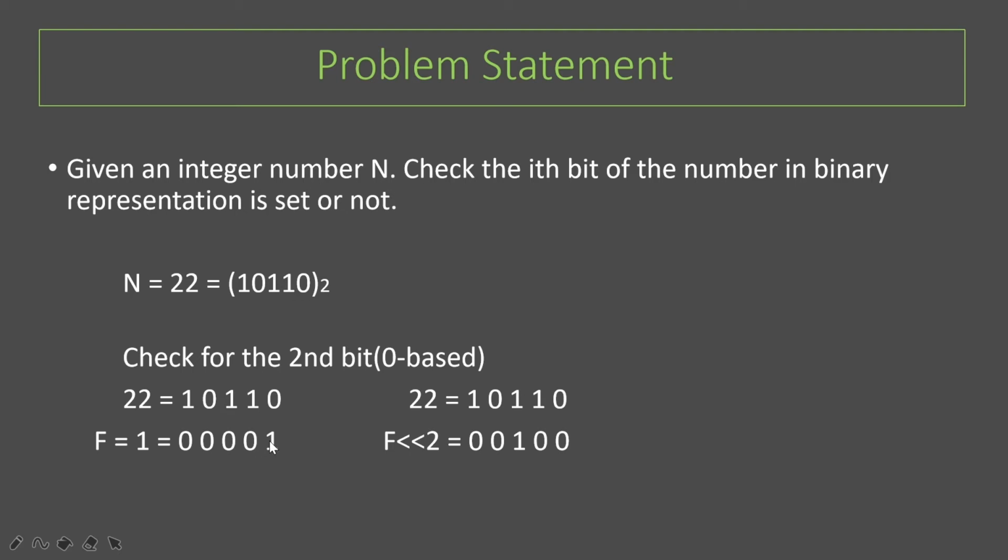For that we have to left shift this integer by 2 bits. So we will left shift this by 2, which is 1 left shift 2, and then the binary representation will be this. Then we will do an AND operation of these two numbers. What does the AND operation do? If both bits are 1, the result is 1, otherwise it gives 0.